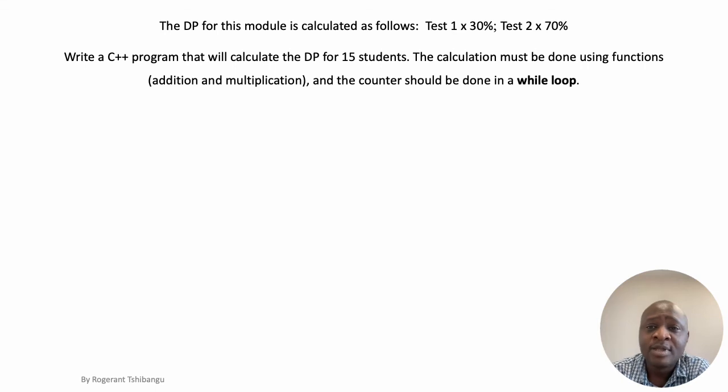So basically, each student will be giving you their test 1 and test 2 marks. And then based on the percentages, you need to tell them, okay, test 1 you get this, test 2 you get this, then your DP is this. You must do this using a while loop, and they want you to use an addition and multiplication function.